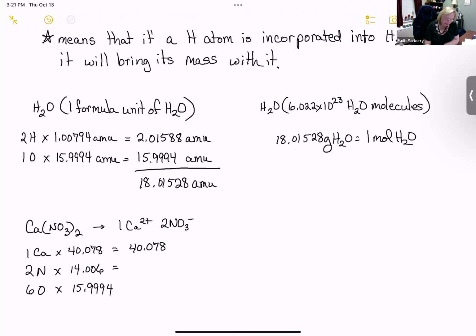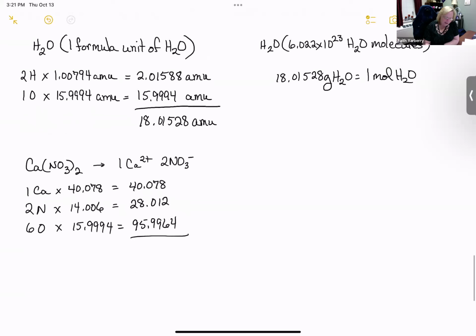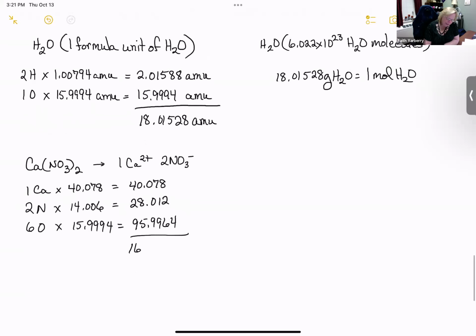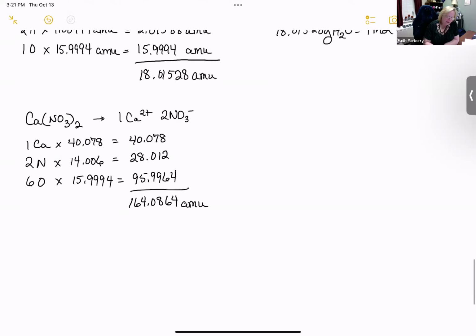The nitrogens contribute 28.012 to the overall mass, and the oxygens contribute 95.9964. You add that up and you get 164.0864 AMUs. That would be the mass of one molecule.